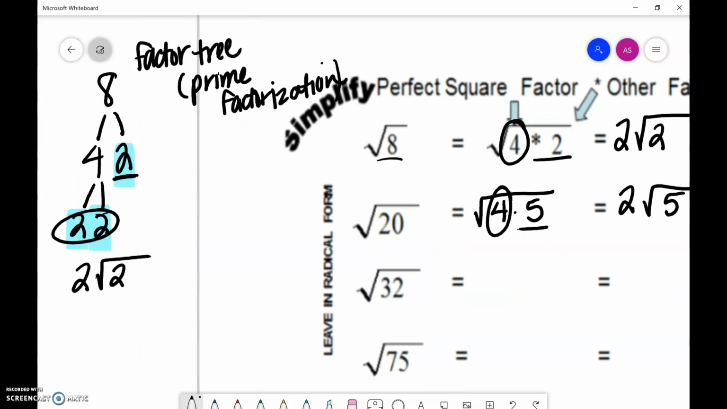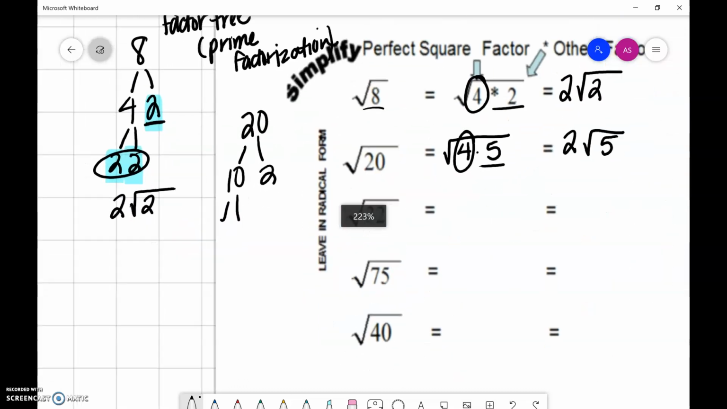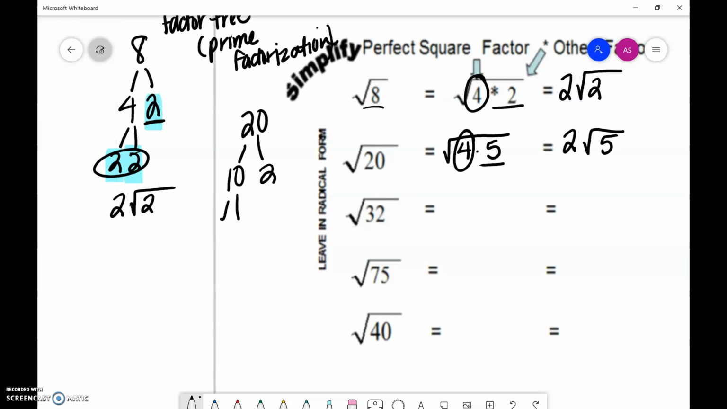All right, let's say I did 20 that same way. I would have 4 times 5. Or let's say I did 10 times 2. For this one, you don't necessarily have to choose the perfect square. You just want to keep going until it's factored out to all prime numbers. So 10, I have 5 and 2, and 5, 2 and 2 are all prime numbers.